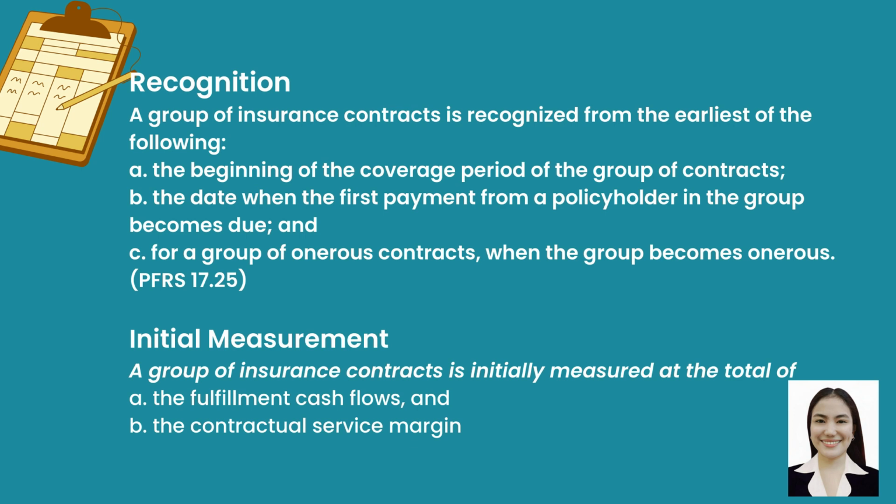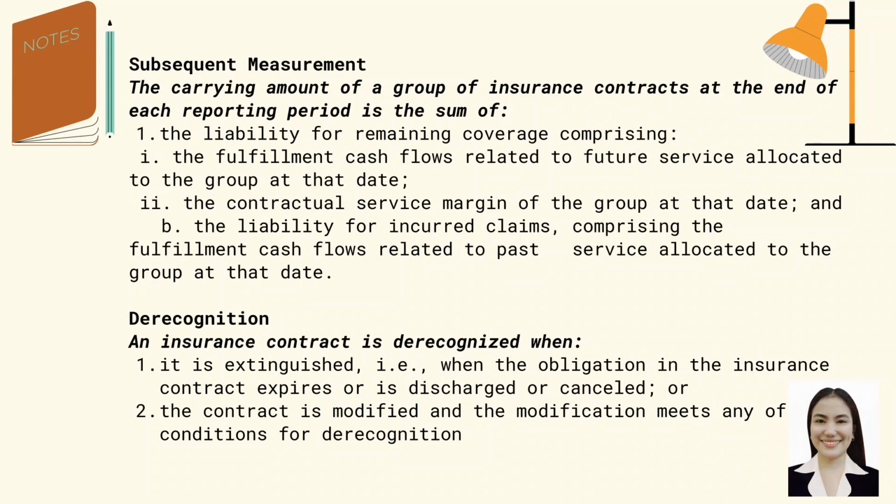And now, for its initial measurement, a group of insurance contract is initially measured at the total of the fulfillment cash flows and the contractual service margin. And so, about this naman, madidiscuss yan when i-apply na natin tong standard na to sa mga problems. And also, kung merong initial measurement, meron ding subsequent measurement. Ayan, so let's read this part na lang. Andyan na po sa slide.